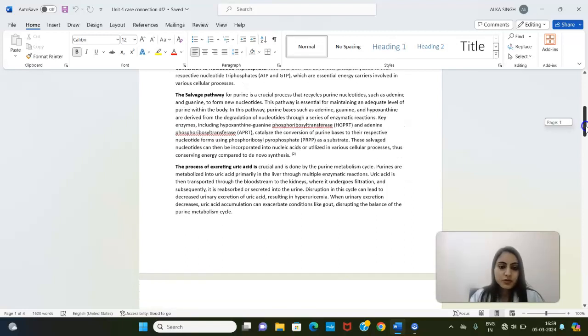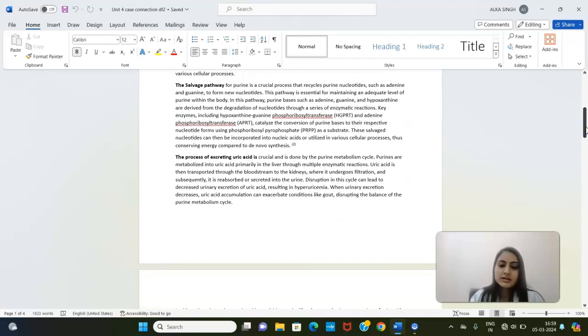And the salvage pathway of purine is a crucial process that recycles purine bases such as adenine and guanine to form new nucleotides. This pathway is essential for maintaining an adequate level of purine within the body. In this pathway, purine bases such as adenine, guanine and hypoxanthine are derived from the degradation of nucleotides through a series of enzymatic reactions.